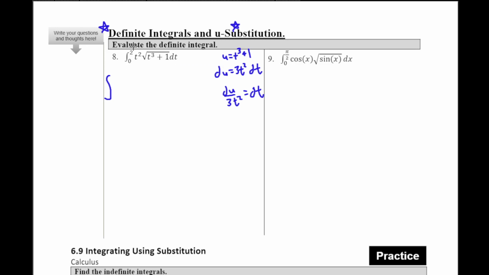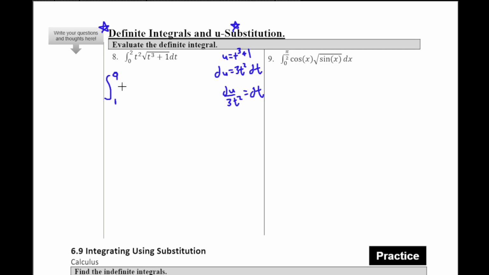Very important thing if you have a definite integral and u sub. You see it's from 0 to 2, the bounds are going to change. So the 2 up here, right? You got to plug the 2 into right here. So 2 cubed is 8 plus 1, that's 9. The 0 here, plugged into the t here. 0 cubed is 0 plus 1, that's a 1.